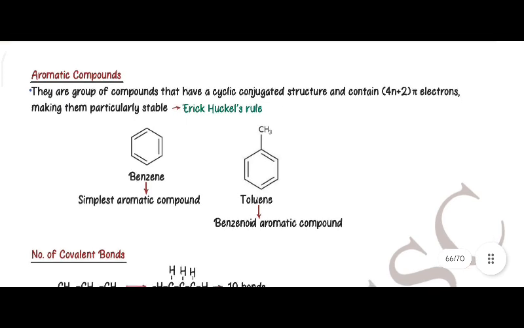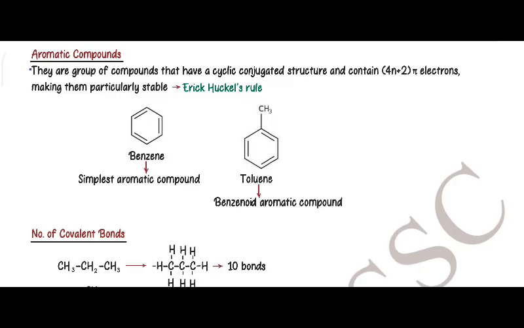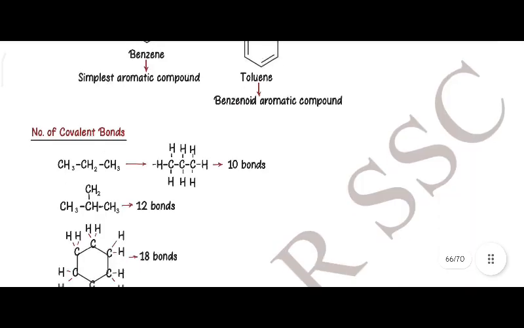Aromatic compounds are a group of compounds that have a cyclic conjugated structure and contain 4n plus 2 pi electrons, making them particularly stable. Hückel's rule. Benzene, a simple aromatic compound. Toluene, a benzenoid aromatic compound, benzene with CH3.